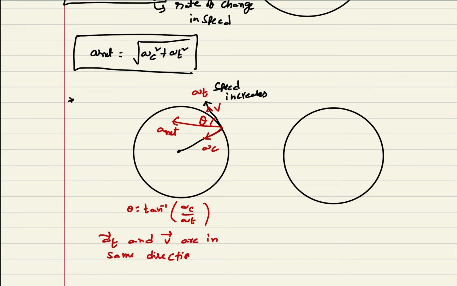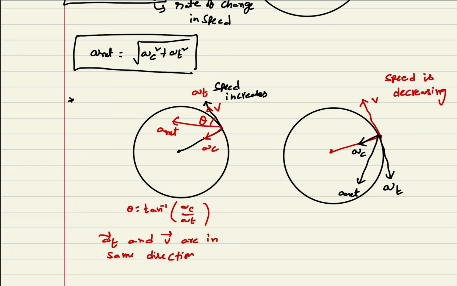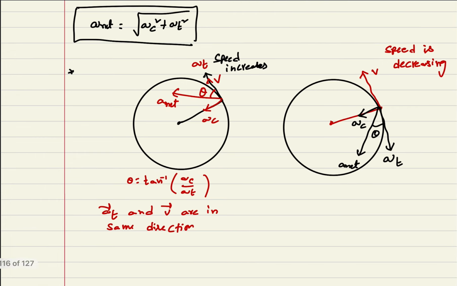Similarly, if the speed of the particle is decreasing, the tangential acceleration will be in the opposite direction. When speed decreases, force is applied in the opposite direction, then only it will reduce. That's why AT is in the opposite direction. AC is like this, and the net acceleration will be like this. In this case theta is again tan inverse of AC divided by AT. Here AT bar is opposite to the V bar.